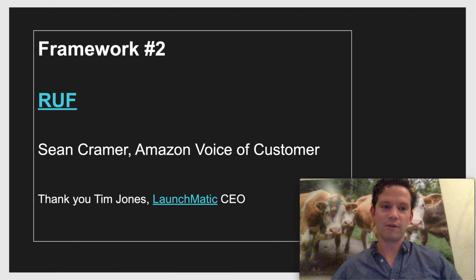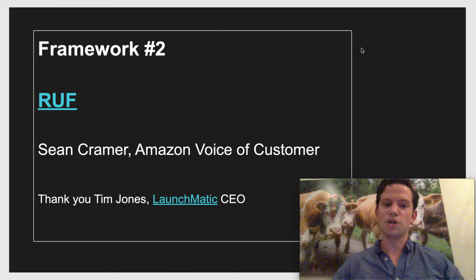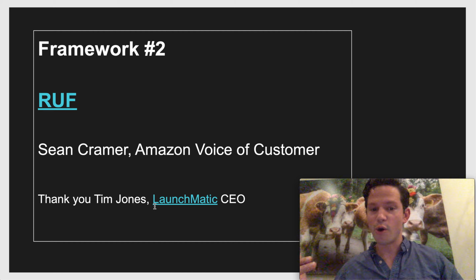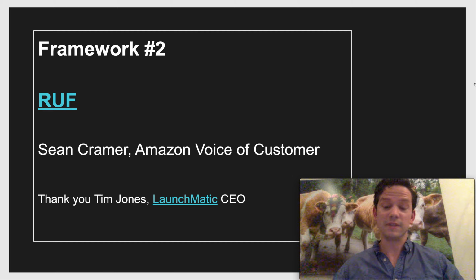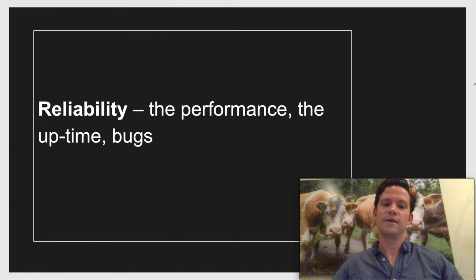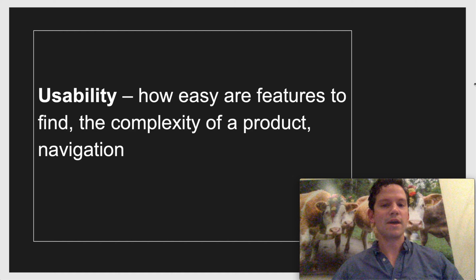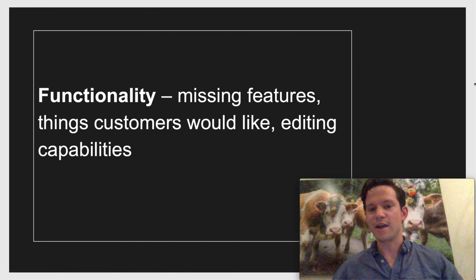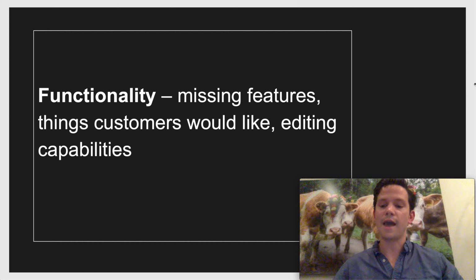The second framework I'll talk about is the RUF method. This is from Sean Kramer, and he works at Amazon as the head of the voice of the customer. I'd like to thank Tim Jones at Launchmatic for telling me about this over coffee actually this week. So I hadn't heard about this before, but there's this article from 2016 saying how to understand customer feedback the RUF way. And RUF stands for reliability. So this is the performance, the uptime, the bugs. Usability: how easy are features to find, the complexity of the product, navigation. And then functionality, right? These are the missing features, things that customers would like.